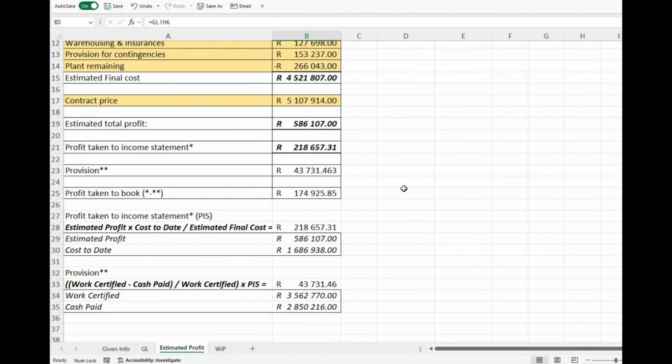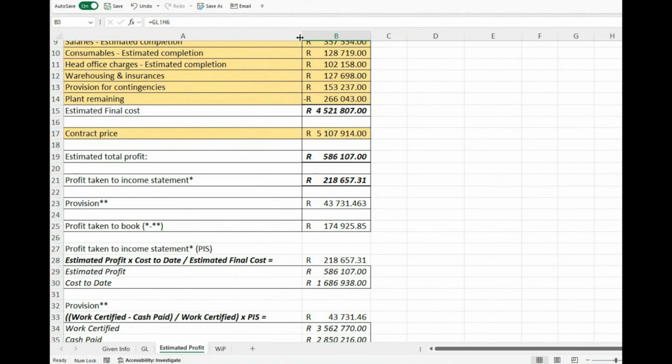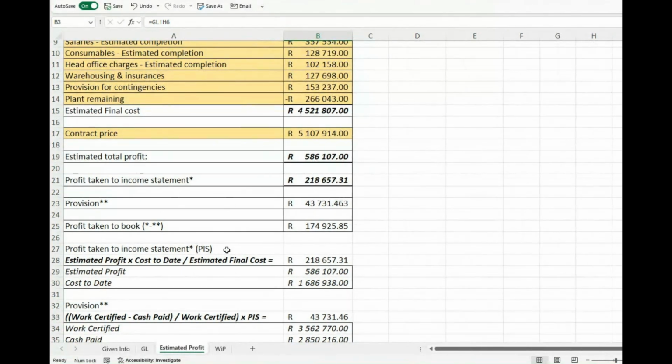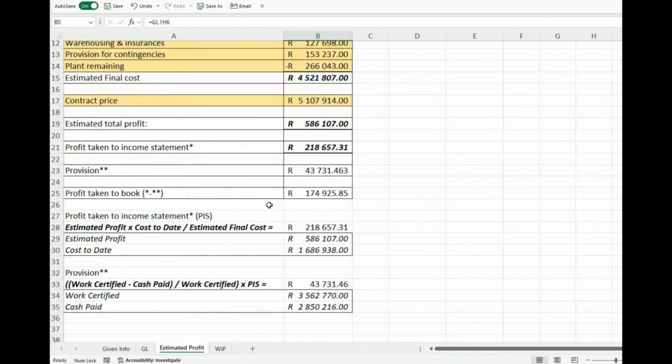Okay, so let me just make that better so that we can see everything. So there we have the estimated profit divided by the estimated final cost. We have the estimated profit, we have the cost to date, and we have the estimated final cost. We have all of those three. And when we have that, we can calculate the profit taken into the income statement, and that is the 218657 that we've calculated there.